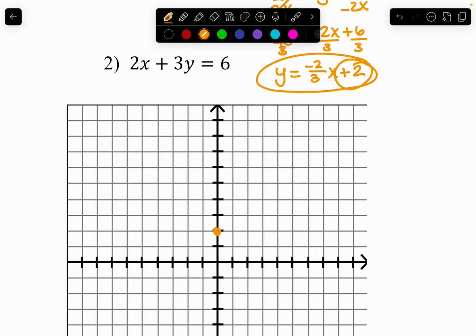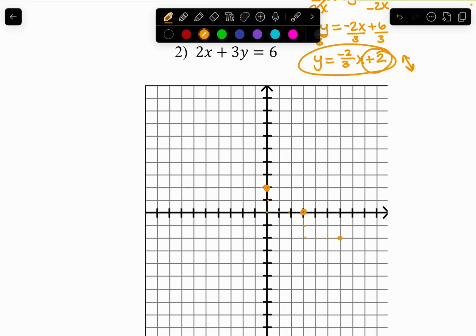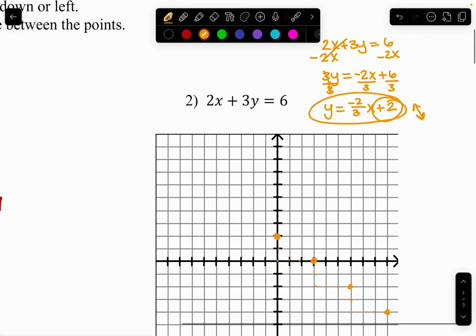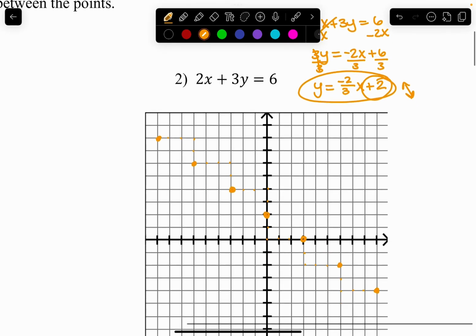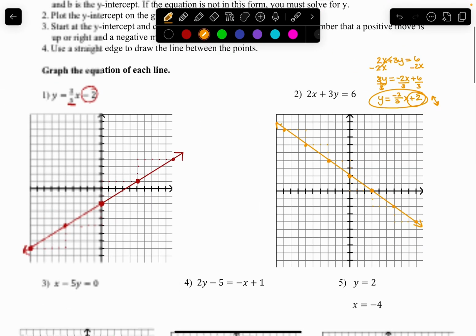Because it is a negative slope, I know that my line has to go this way. So I'm going to go down 2 and then to the right 3. And I'm going to do it again. Down 2 to the right 3. Down 2 to the right 3. And I'm going to fill up that space and then come up and go up 2 and then to the left 3. And then you're going to use your ruler or a straight edge to connect the dots. That line is ugly, but I'm not going to fix it because I'm lazy.